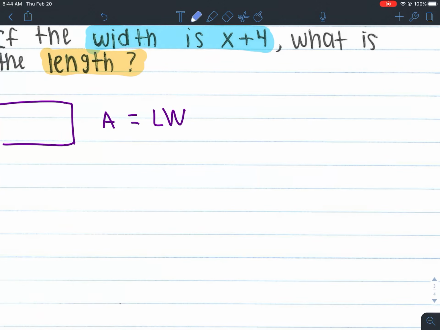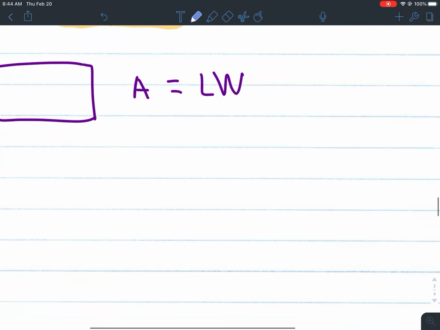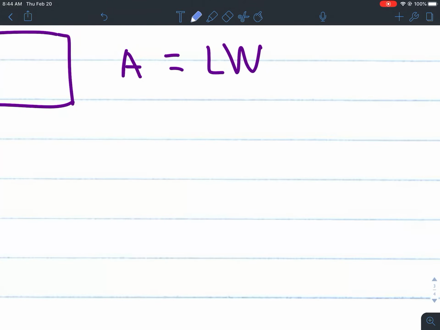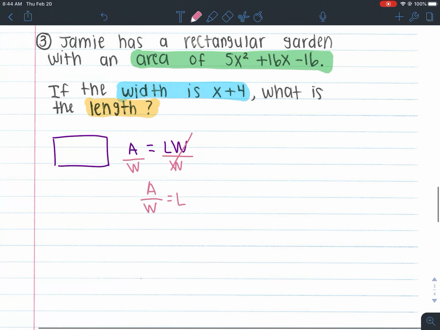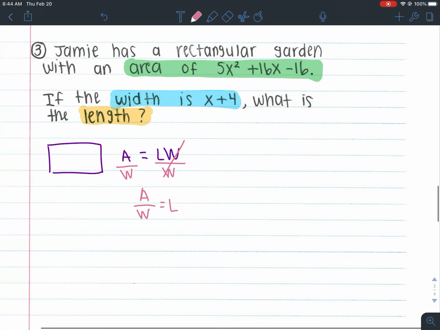Well, let's manipulate this formula a little bit. If I want to solve for the length, get L by itself, what would I do here? Well, I've got to get rid of this W then. Well, how would I get rid of the W? I would divide by W because they're connected by multiplication. So I have L equals A divided by W. Now I have a formula where I can solve for the length.